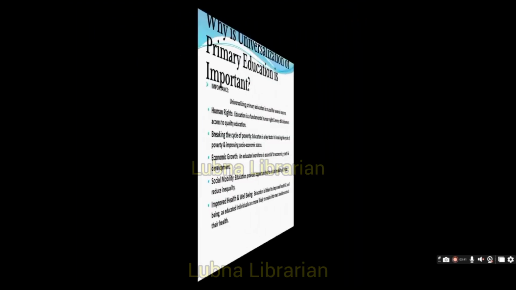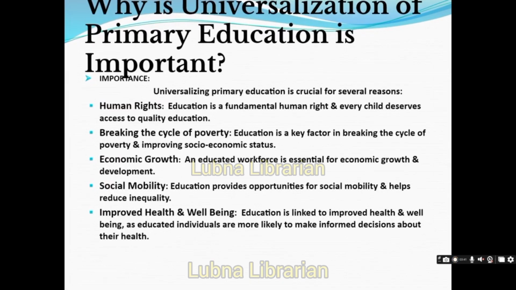Why is universalization of primary education important? Importance: Universalizing primary education is crucial for several reasons. Human rights: Education is a fundamental human right, and every child deserves access to quality education. Breaking the cycle of poverty: Education is a key factor in breaking the cycle of poverty and improving socioeconomic status.